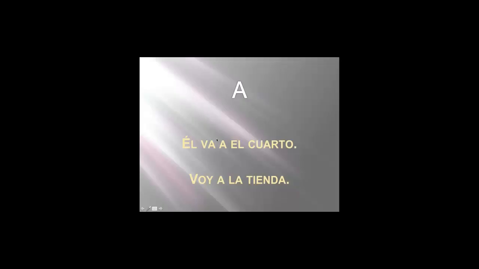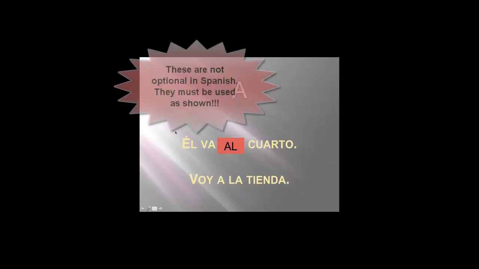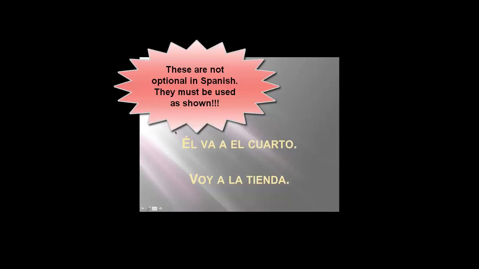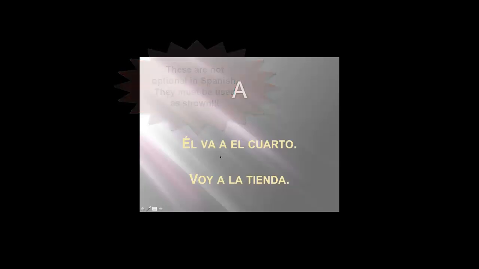However, right here you see there are two vowels right next to each other, a and el. And in Spanish, to help the pronunciation of this flow much better, we contract a and el into al. So make note that anytime a and el are next to each other, they're going to contract into al. And it's much easier to pronounce. It flows nicely. Él va al cuarto.